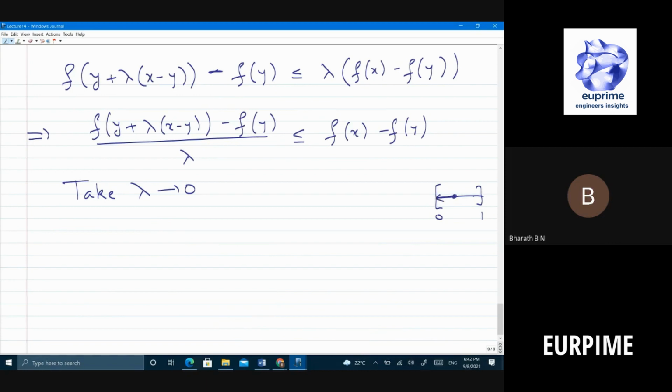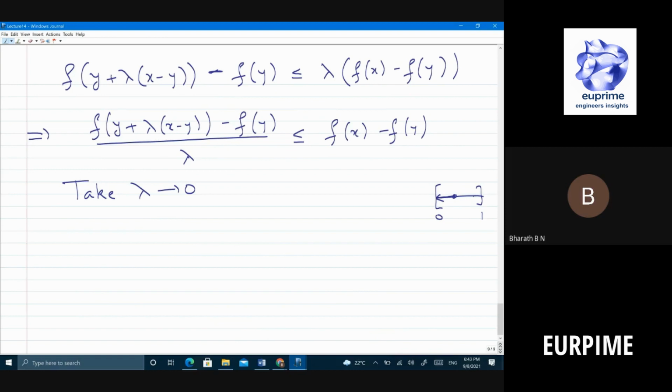Now, what happens to this left-hand side? Can somebody tell me? I start at y and move in the direction of x minus y by lambda, look at the value there and the value here, and look at the difference. But I'm shrinking that x minus y length by multiplying by lambda. So what do you think you get? I get the derivative, which is the gradient, in the direction of x minus y. So how do you find the derivative in that direction? What is that called?